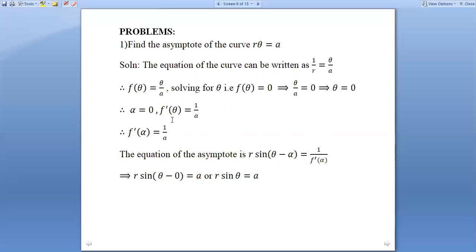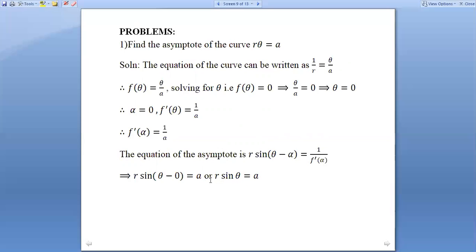Now what is f dash of theta? You're differentiating with respect to theta, so that is nothing but 1 by a, because 1 by a is a constant. Now f dash of alpha is 1 by a itself, because alpha is 0 and you don't have an alpha term here. So f dash of alpha is equal to 1 by a. So the equation of the asymptote is r sine of (theta minus alpha) is equal to 1 by f dash of alpha, that is nothing but r sine theta is equal to a.